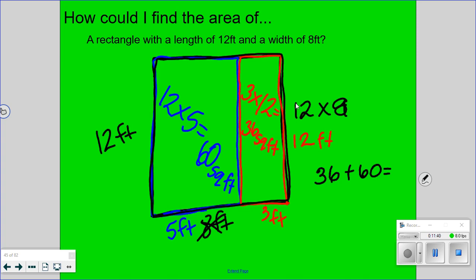I'm going to start with my ones. 6 ones plus 0 ones. That's pretty easy. Is 6. Then I can move on to my tens. 3 tens plus 6 tens. 90. There's 90. So I should see a lot more hands then. 96. Maverick? 96 what? 96 square feet.